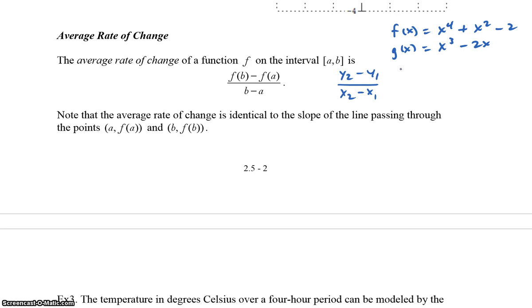It's just that we're using function notation to describe the change in the difference in the y's rather than using, say, y2 and y1. So note that the average rate of change is identical to the slope of the line passing through the points a, f of a and b, f of b. So the average rate of change of a function is the slope of a straight line connecting 2 points on the graph of the function. Now the function itself does not have to be a straight line, but the average rate of change itself is the slope of a straight line.